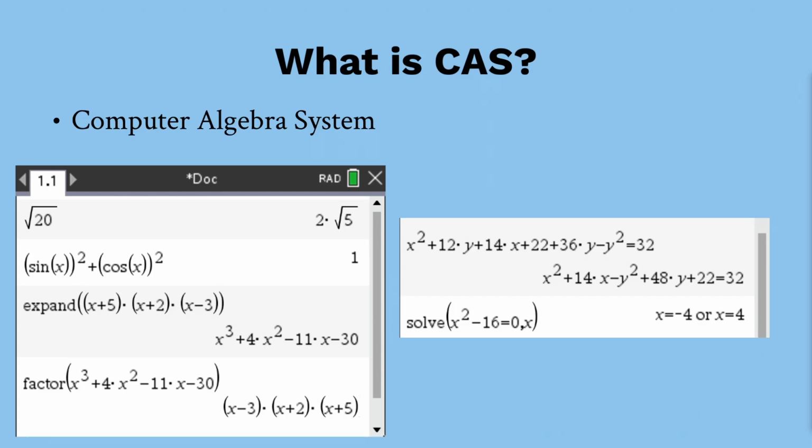Furthermore, it can be used to expand binomials, trinomials, and however many polynomials you would like. In this case, we have x plus 5 times x plus 2 times x minus 3, and it just easily expanded that into the full equation. And it's also been arranged in standard form with decreasing powers, which is a useful form.